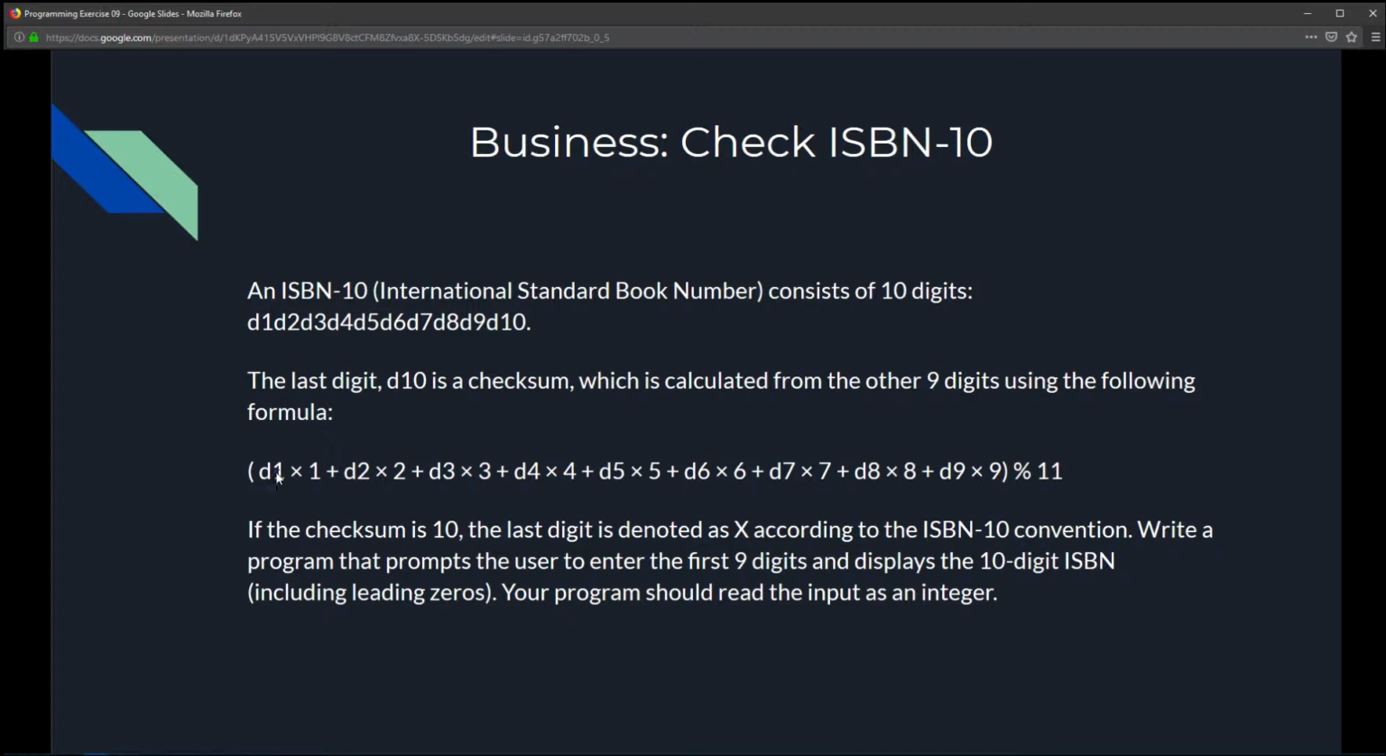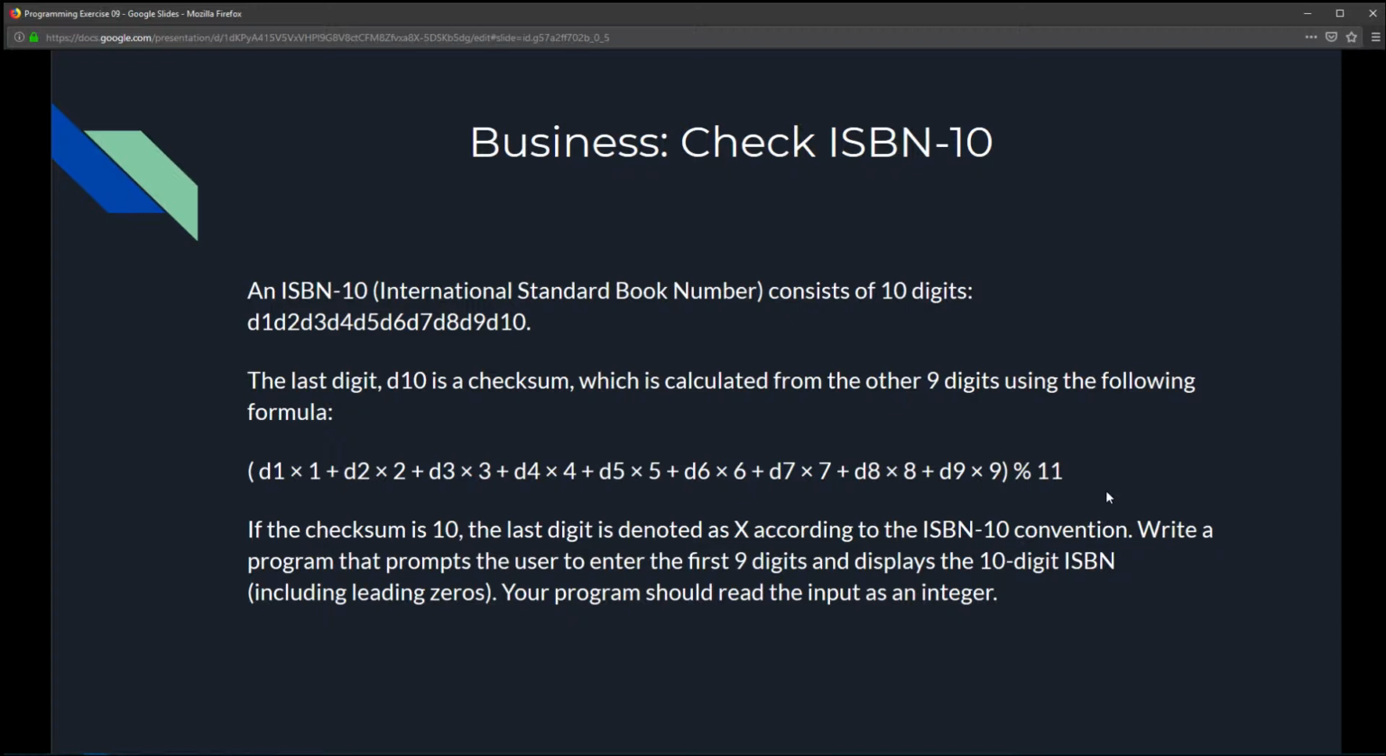So we are given D1 to D9, and we have to calculate D10 using this formula right here, which is basically D1 times 1 plus D2 times 2 plus D3 times 3. You keep doing that until you reach plus D9 times 9. After you do all of that, you mod the final value by 11, and you get a number between 0 to 10. If the checksum, D10, is 10, then instead of concatenating the 9 digits with 10, you concatenate the 9 digits with an X, according to the ISBN-10 convention.